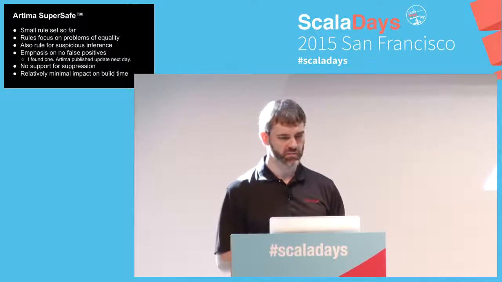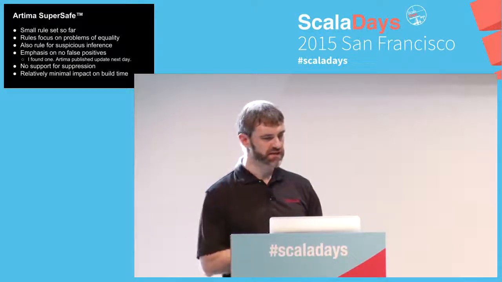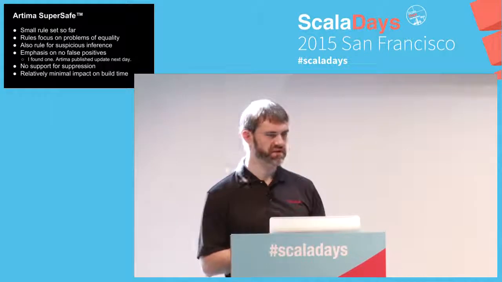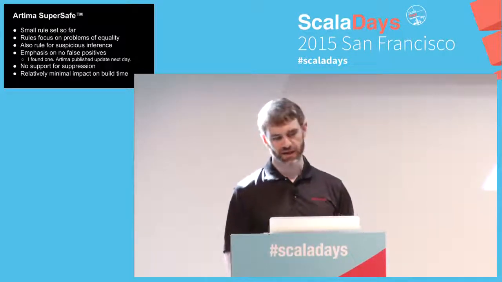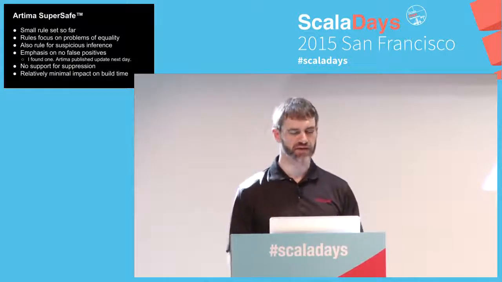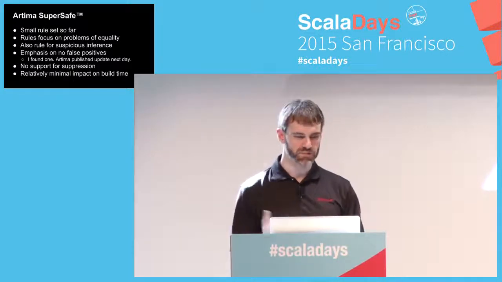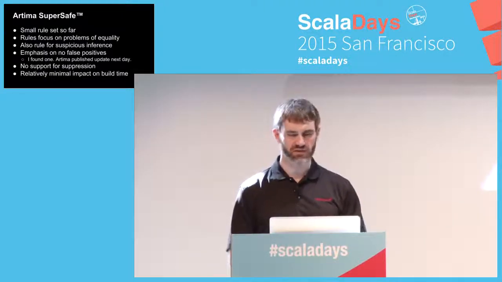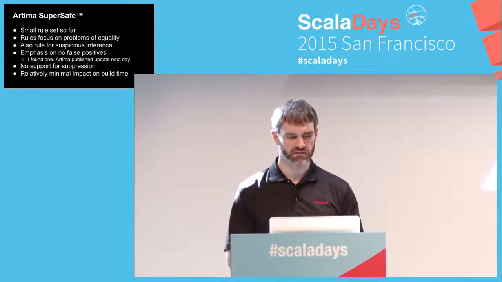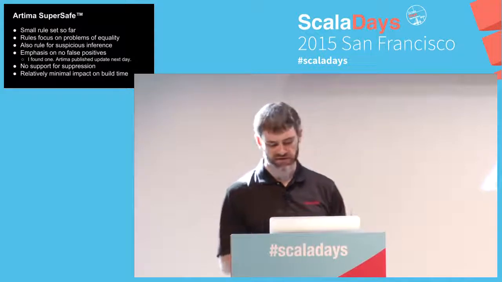It currently doesn't have support to suppress things. That's because they intend that it will just not have false positives. I ran it, I found a false positive, I reported it, they got it fixed by the next morning, but all the same, I think tools probably should have suppression. And I was impressed. It didn't have a lot of effect on the build time of my project when I added it in, which I really didn't expect for a scalac plugin.